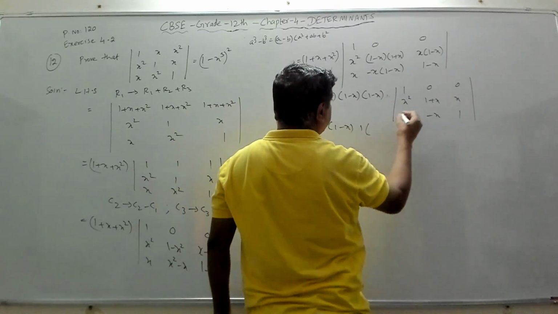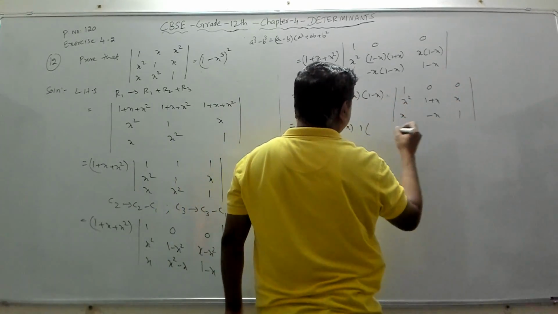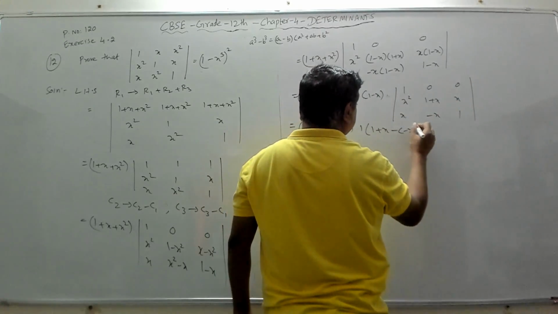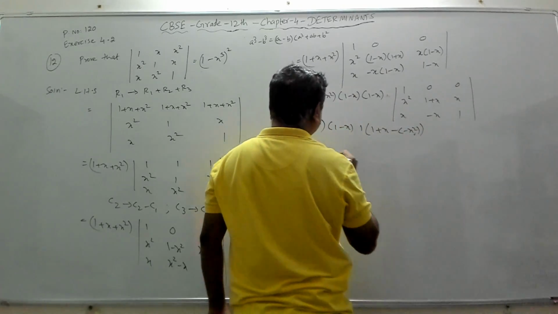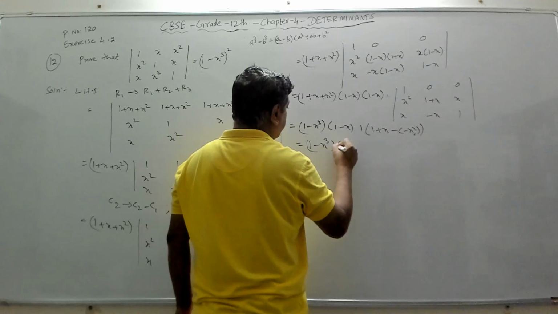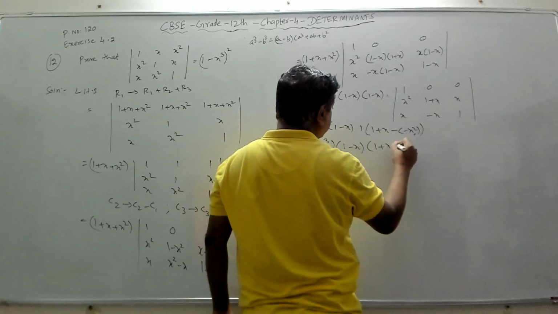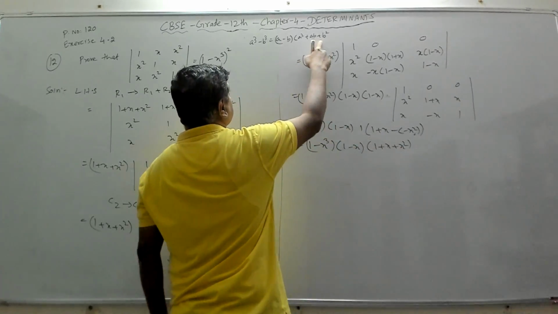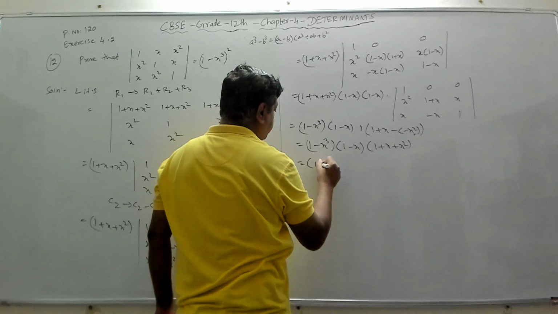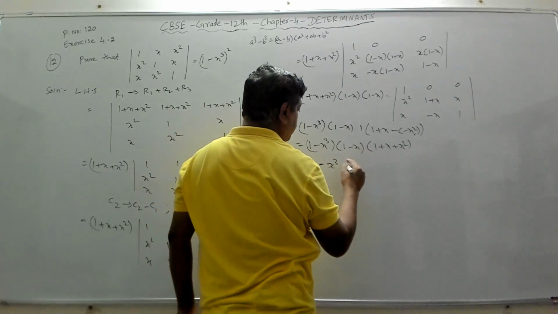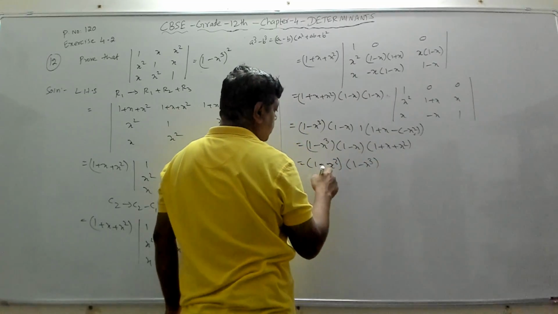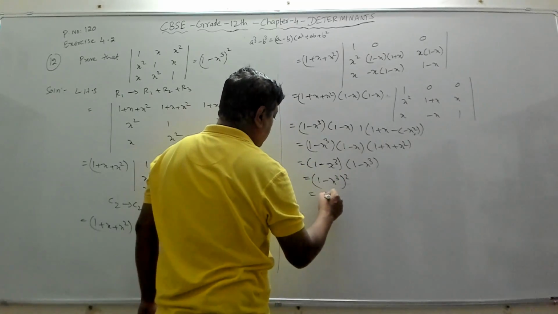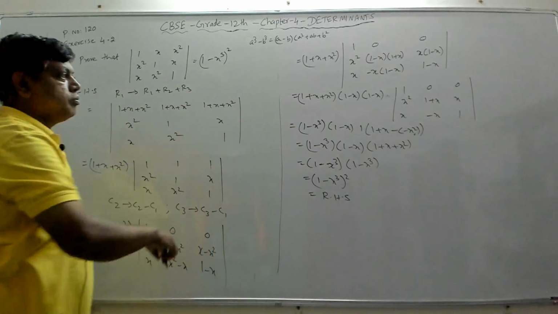Now if you expand this, 1 into 1 plus x minus x into x is minus x square. So it will become 1 minus x cube into 1 minus x into, it will become 1 plus x square. Now again 1 minus x into 1 plus x square, it is again in this form. So it can be written as a cube minus b cube. So this again can be written as 1 minus x cube. So 1 minus x cube into 1 minus x cube is 1 minus x cube the whole square, which is your RHS. And that's what you have to do.